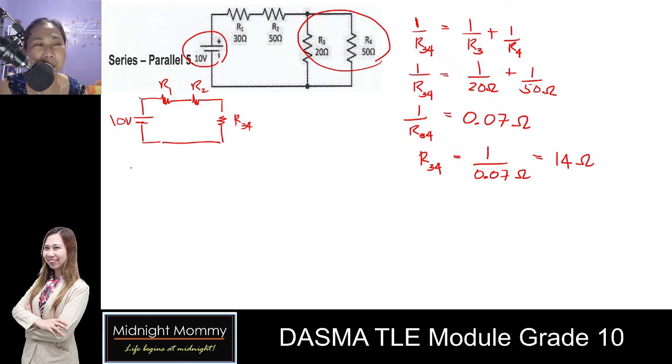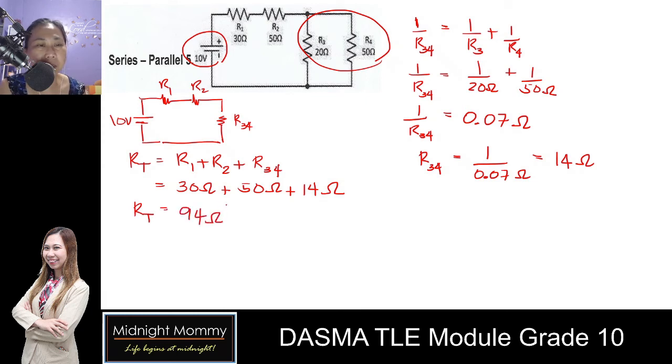Okay, so, ibig sabihin, para makuha natin yung RT, ang gagawin lang natin, i-add lang natin yung tatlo. So, magiging R1 plus R2 plus R3, 4. Okay, so, substitute natin. So, R1 natin is 30 ohms plus R2 natin 50 ohms plus si R3, 4, siya ay 14 ohms. Kaya, ang total resistance natin, meron tayong 94 ohms.